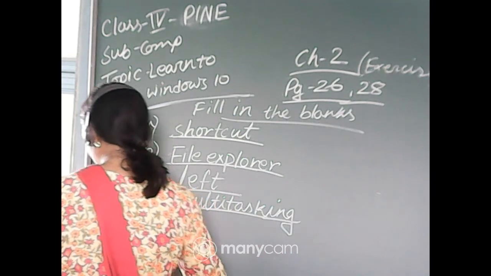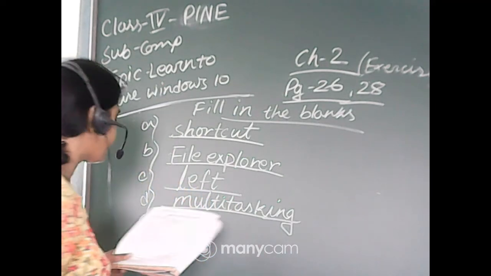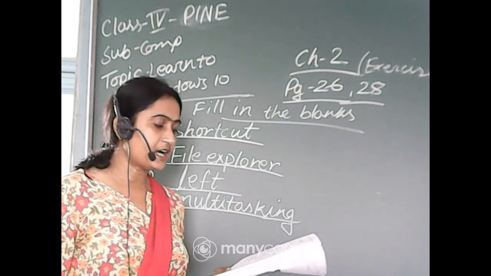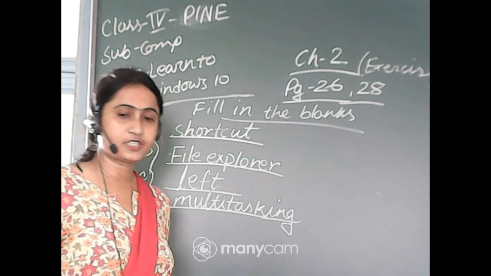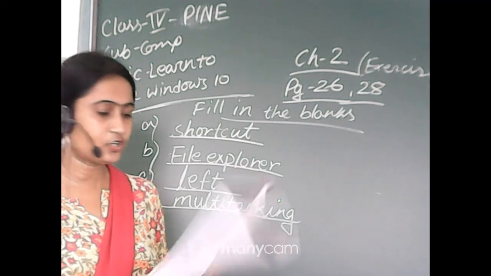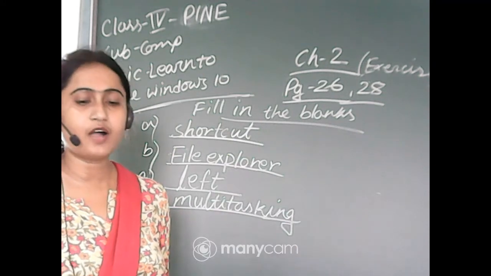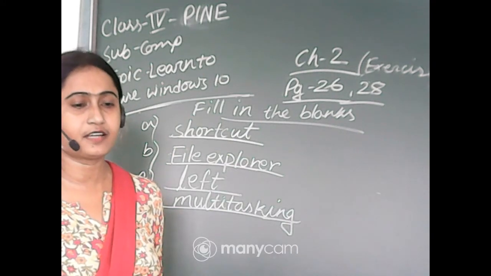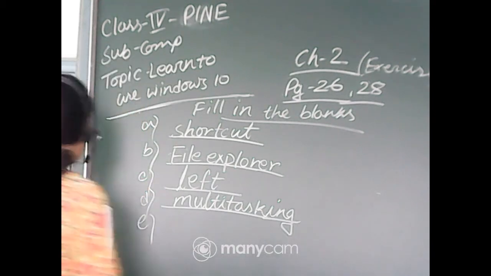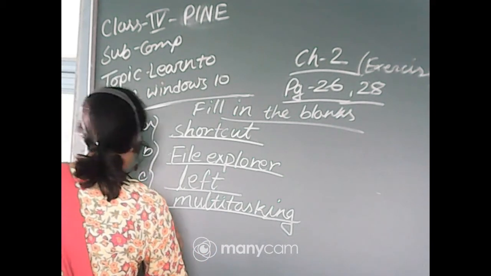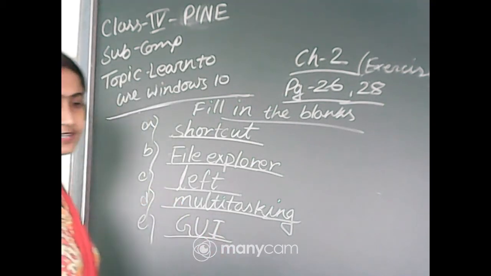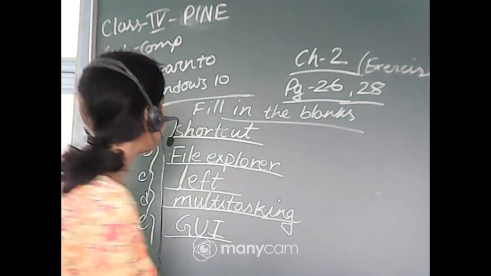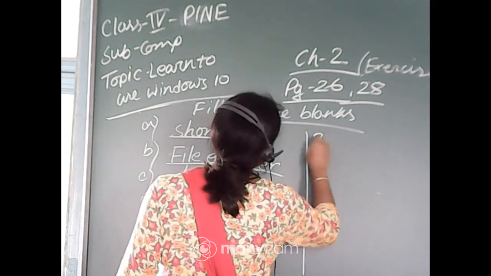Next, number E. Microsoft Windows is a dash operating system. Yes, Zerin, you are correct. GUI, G-U-I, graphical user interface. Microsoft Windows is a GUI operating system.